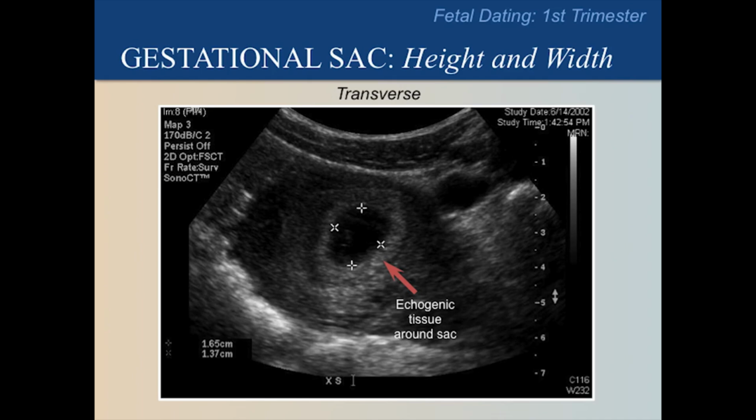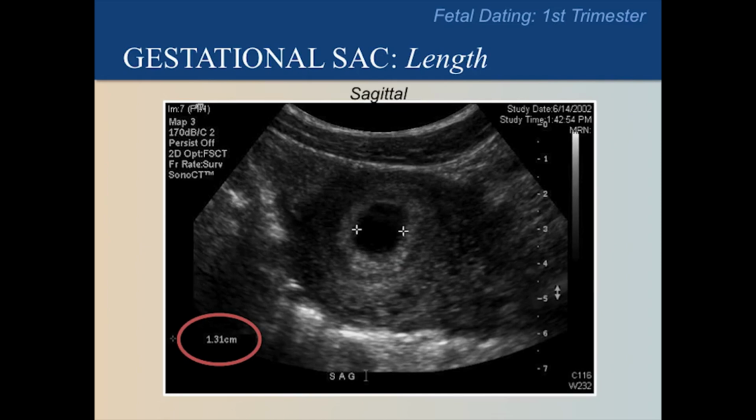The correct area to measure is shown by the calipers, and the measurements are shown on the lower left. Please note that we will use these numbers for a gestational age calculation in a few slides. This is a sagittal scan of the uterus that will be used to measure the length of the gestational sac. Now we have the last of the three measurements to calculate the mean sac diameter.